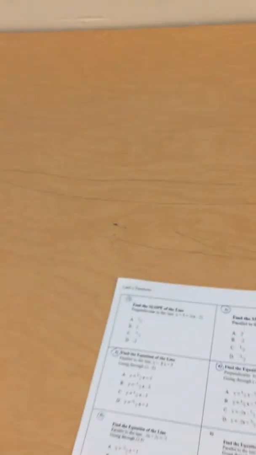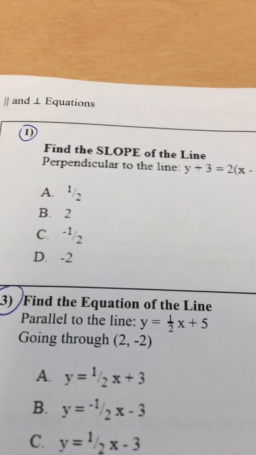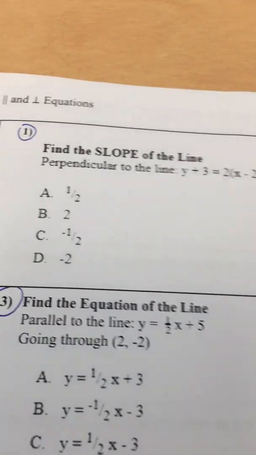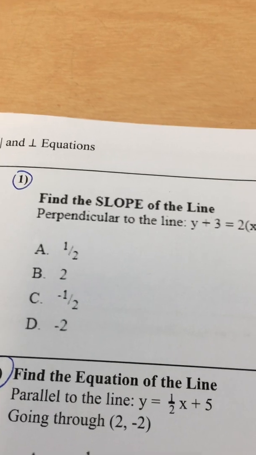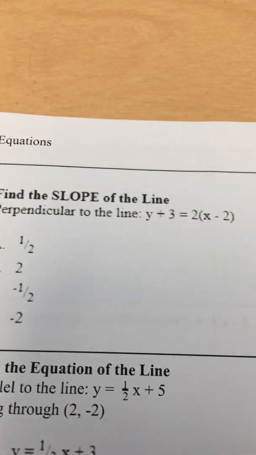So let's go look at today's worksheet. Yesterday we were just practicing with just the slope numbers themselves. Today we're going to practice with equations. This is how a lot of them tend to be on the STAR test. They'll say find the slope of a line that's perpendicular to this line.